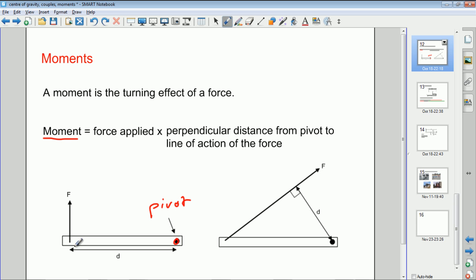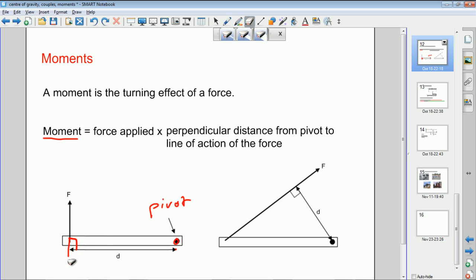So it's vertical in this particular instance. So you need to find a distance that is perpendicular to that line of action. The line of action kind of goes down that way, and there is the perpendicular. So the distance that we're interested in goes from the pivot to the line of action of the force and is perpendicular with the line of action of the force. So it makes a right angle with it, like that one there.